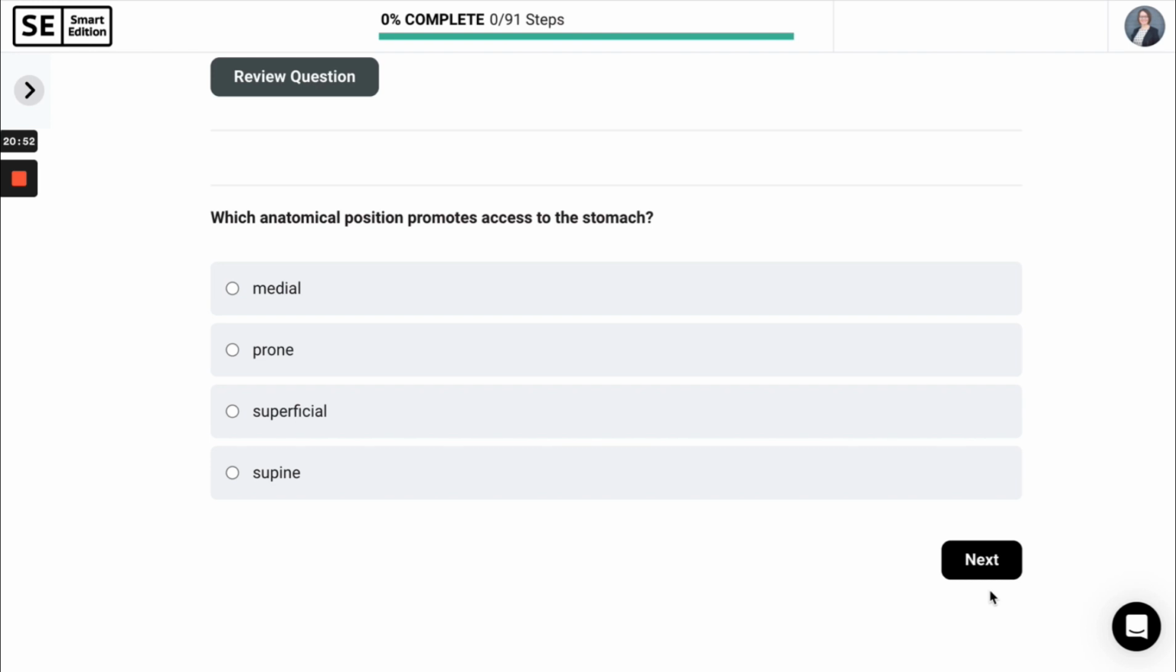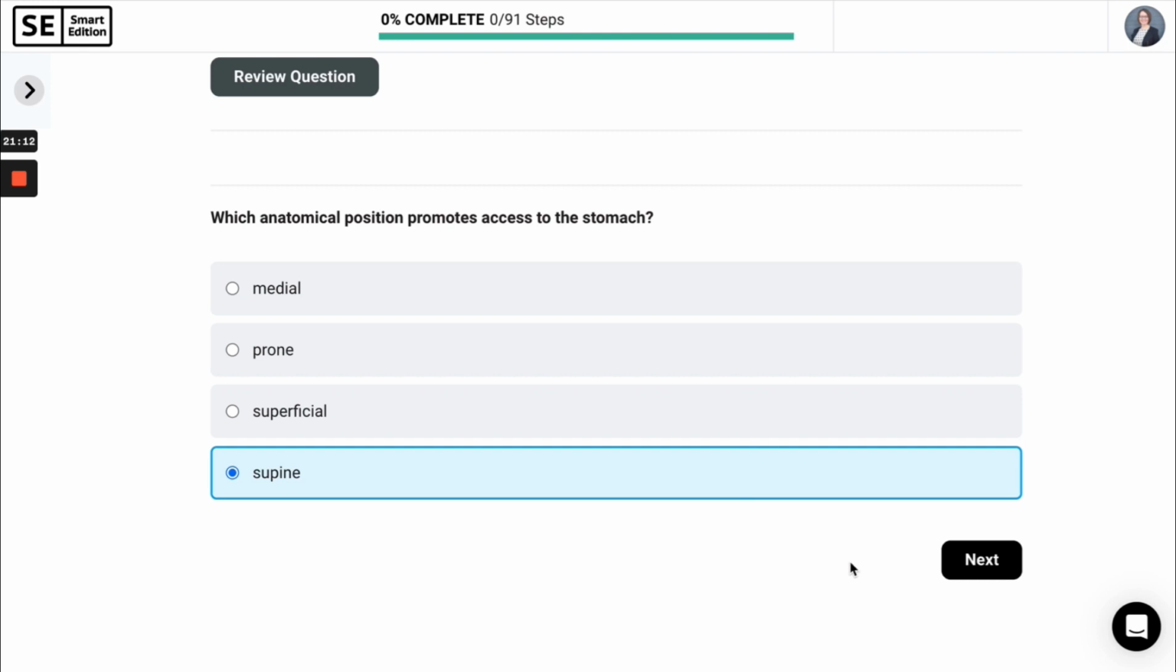Which anatomical position promotes access to the stomach? Is it medial, prone, superficial, or supine? So our correct answer is supine. When we talk about supine position, we're basically referring to someone who is laying on their back. And when you're laying on your back, your torso is accessible. So torso, abdomen are accessible. So supine, back, access to the stomach, think S and S, supine stomach.